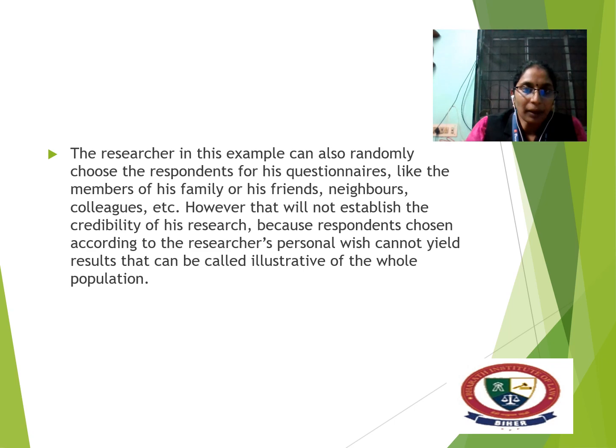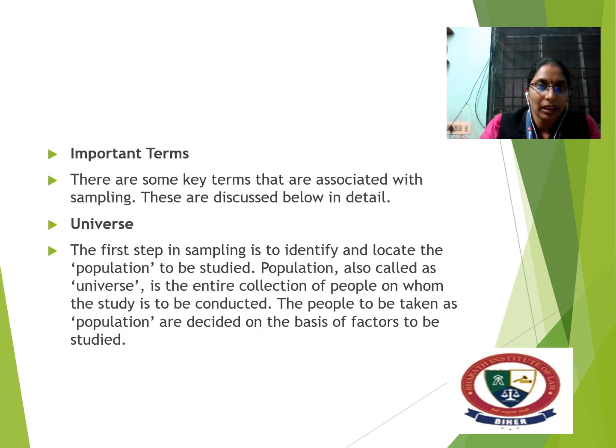What are the important terms that are used while making a research sampling? There are some key terms that are associated with sampling. They are discussed below. Universe. The first step in sampling is to identify and locate the population to be studied. Population, also called the universe, is the entire collection of people on whom the study is to be conducted.